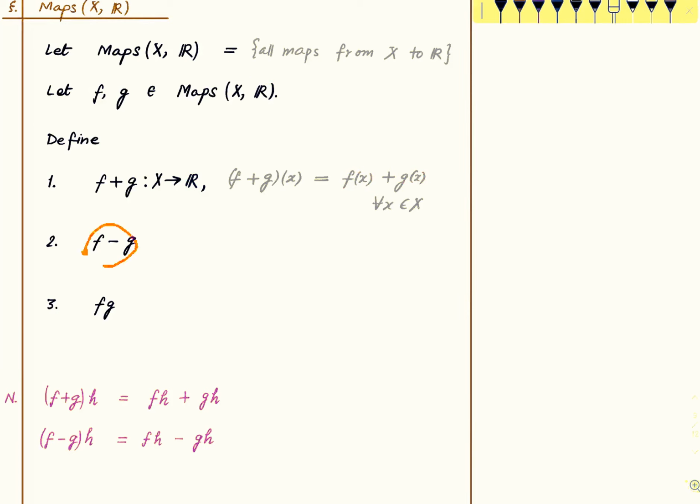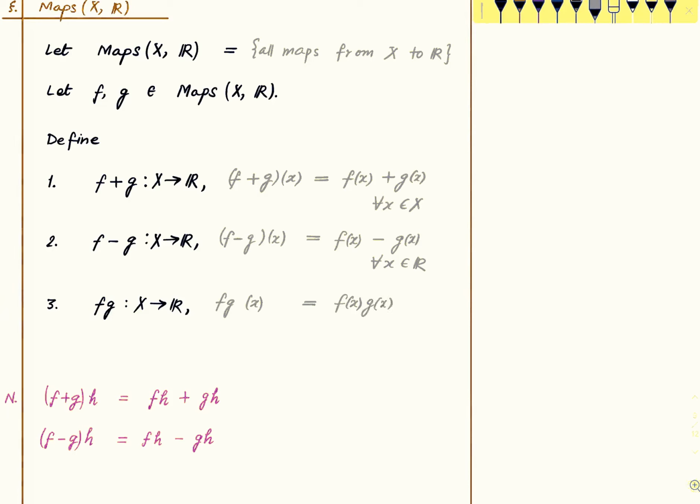Okay, similarly, we can define the difference of f and g, and again, this is a function from X to R, which is the pointwise difference, right? And now finally the product. So this takes a point x and gives the product of the two values. Okay, so we have these three constructions, and one can note this.